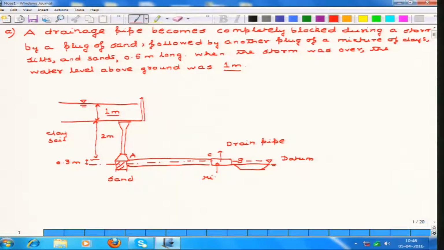This is the clogged mixture of silts, sands and clays. So this is the plug of sand, while this is the plug of clay, silts and sands, and this is 0.5 meter long, and this entire length is 1.5 meter. This is the brick wall.